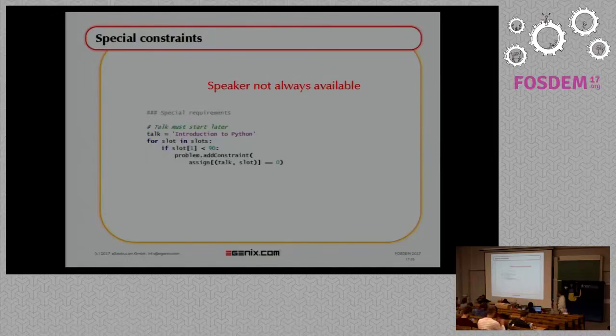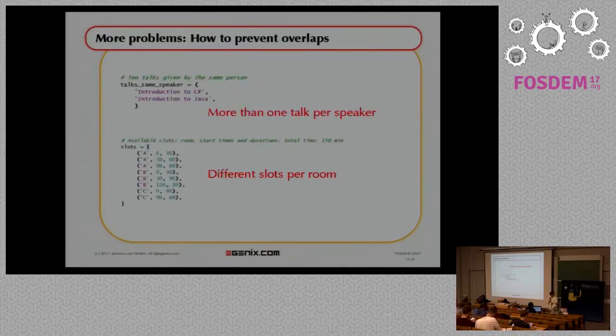And then you have the additional constraints, like for example in this case, introduction to Python. That speaker cannot start early in the morning for some reason. Maybe there was a party the day before, I don't know. And then you add this extra constraint, so you basically say this talk cannot be associated with those slots, and you do that for all the slots that start early, and you say all those have to be 0, so they cannot be assigned.